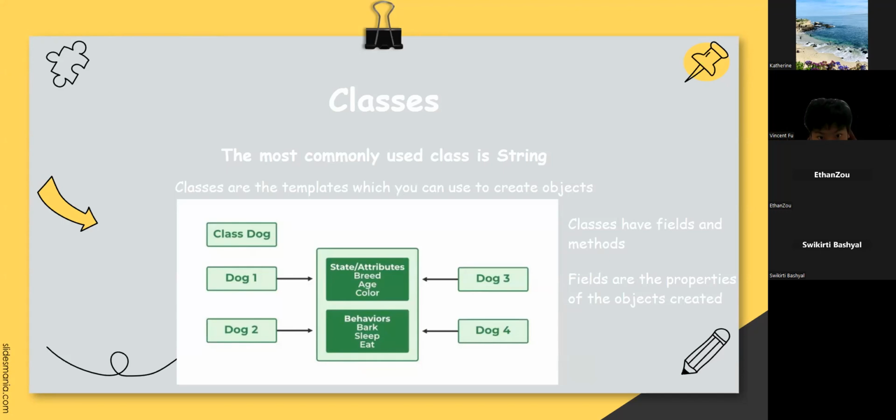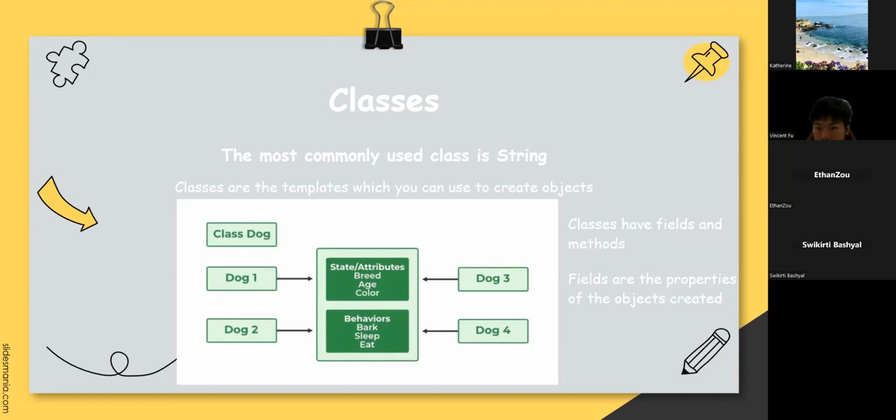So in this example image right here, we have class Dog, right? So dog one, two, three, and four would all be objects of the class Dog. Dog would be like the blueprint or template, and then using this template, we can create the dog that we want, right? So looking at the dog, it has states and attributes. It has breed, age, and color. That means when we create an object, or a dog, we can say what breed it is, what age it is, and what color it is.